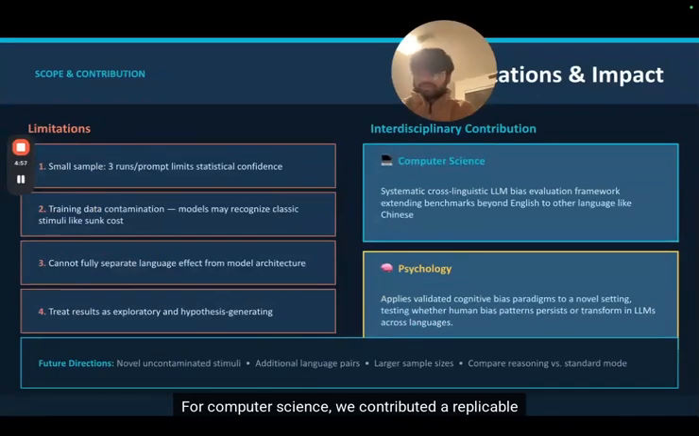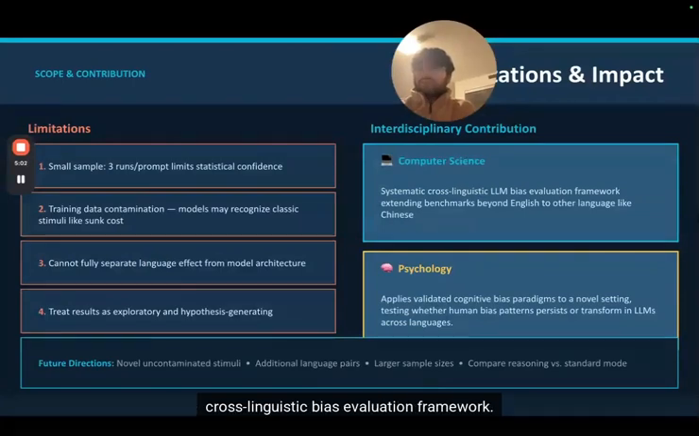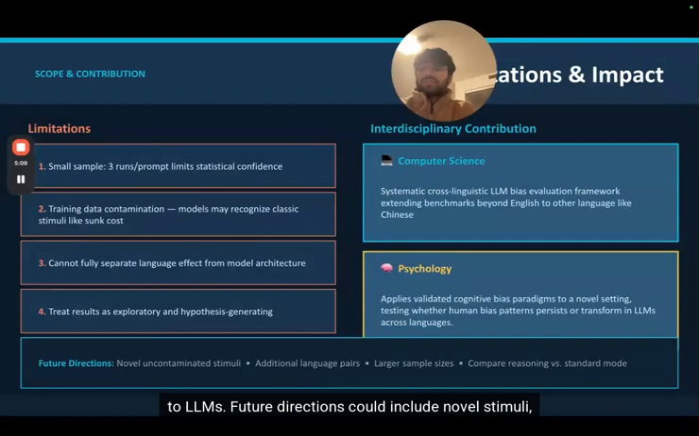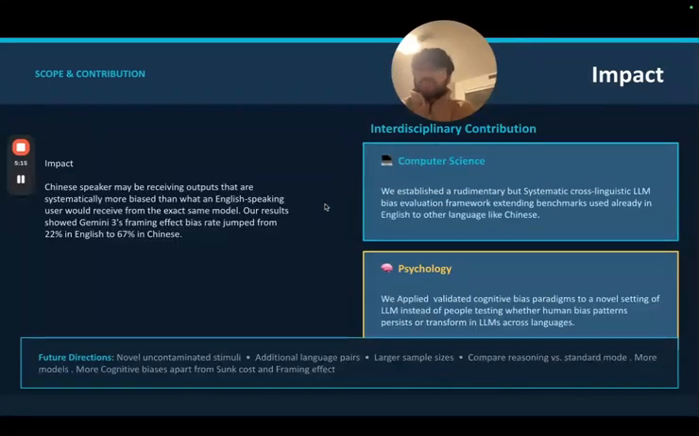For computer science, we contributed a replicable cross-linguistic bias evaluation framework. From psychology, we showed how human emotional mechanisms do not simply transfer to LLMs. Future directions could include novel stimuli, more language pairs, and a larger sample size.